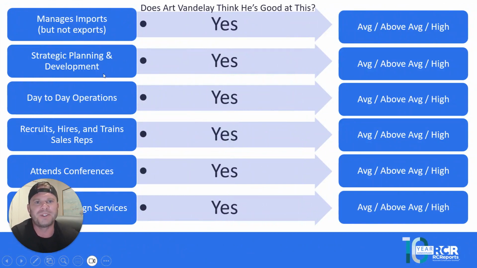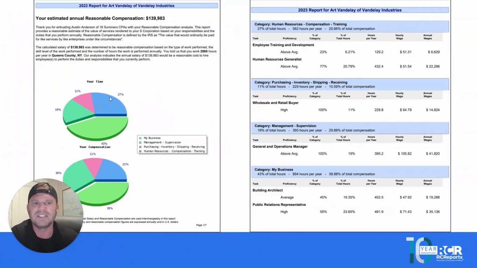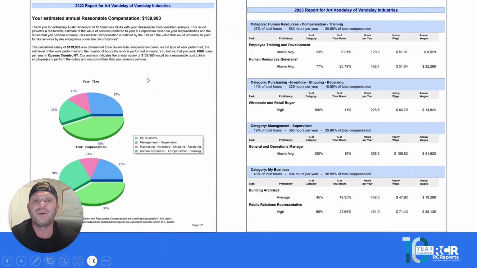We gave Art Vandelay the opportunity to also answer these questions, and here's what he said. He said yes, he's good at everything. Likely he is a fantastic businessman because he does run one of the most famous companies of all time. However, likely he does not specialize in everything. However, this is what he came back as. He put himself as high, above average, high, and average. And because of that, his reasonable compensation is almost double what we had it as. You'll see here are the different ratings that he gave himself for each task and how that annual wage rolls up into that reasonable compensation.